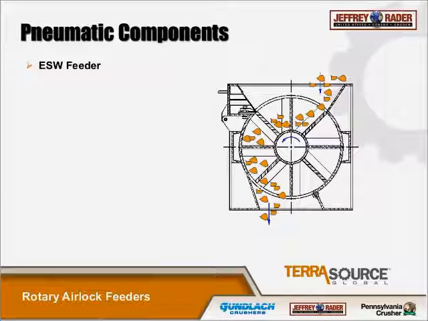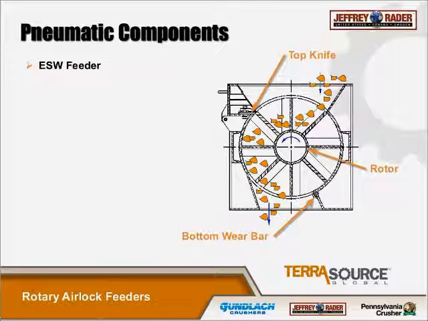Our ESW feeders are designed for continuous duty service. You have a top knife which shears any material that hasn't fallen completely into the pocket. The rotor carries material around and then out of the bottom flange. Any material that doesn't completely fall out is sheared by the bottom wear bar, and this bottom wear bar also protects the chrome liner of the feeder. Rotor tips are hard-coated.